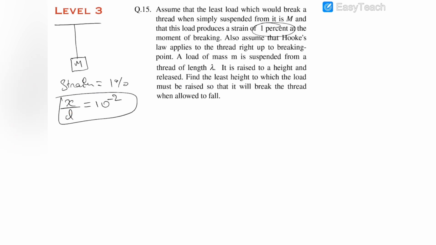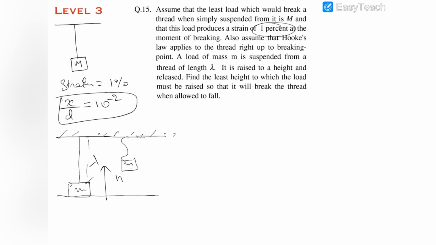Now it is also mentioned in the question that we have to assume that Hooke's law is valid till the moment the wire breaks, and there is a load of mass m suspended with a wire like that, and the wire has a total length of lambda. Now this load is raised to a height of h, and then it is released from this point. So if the load is raised to this height, then till this point the rope will be slack, and at the instant when this mass crosses this point, let's suppose finally it has extended by a small length of x, which is the length at which it would break. So now we can see that this mass has declined by a total distance of h plus x.